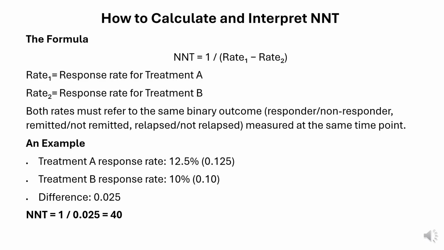An example: treatment A response rate, 12.5%, 0.125. Treatment B response rate, 10%, 0.10. Difference, 0.025. NNT equals 1 divided by 0.025, which is equal to 40.